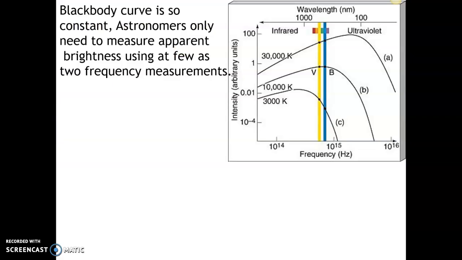So the black-body curve is very constant. Astronomers only need to measure apparent brightness using it at as few as 2 frequency measurements. So this black-body curve, anything which can receive heat is considered a black body.